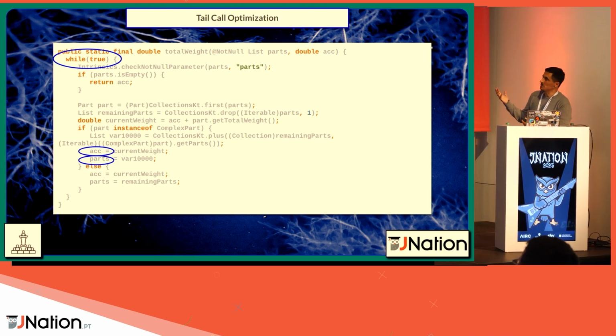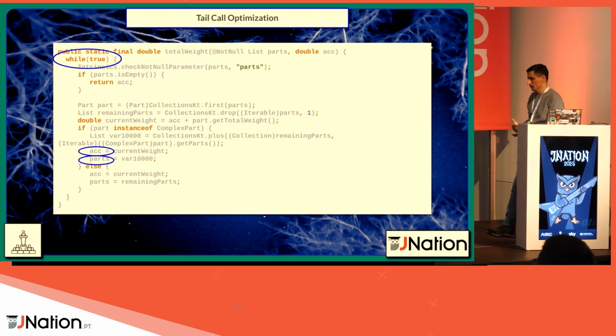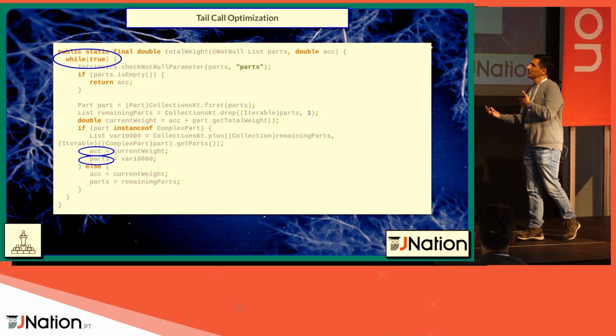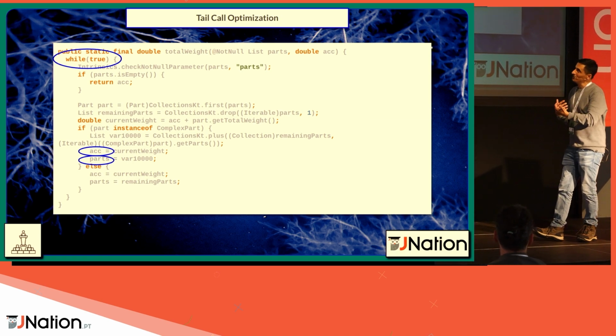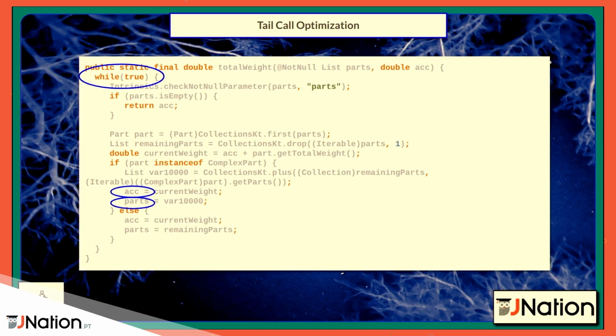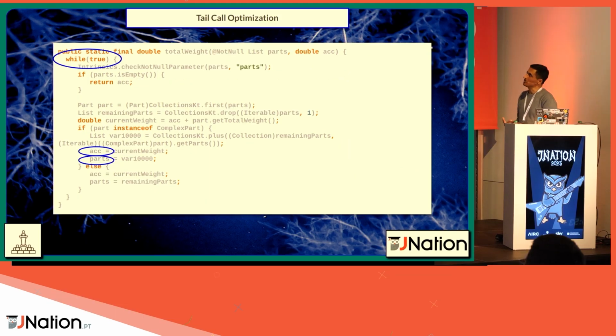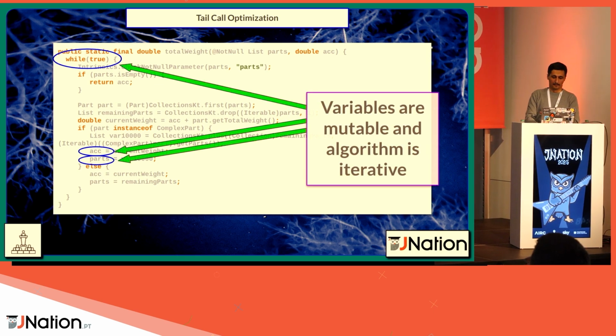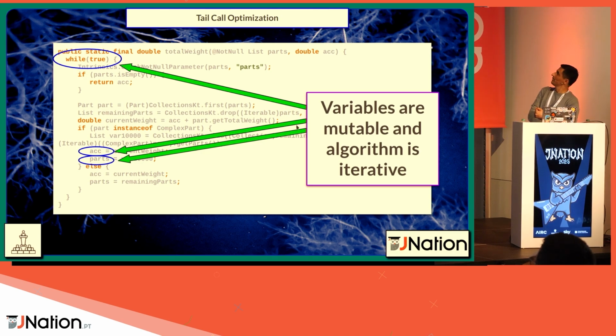So why was this confusing? It's because when we saw this and we wanted to use this more often, we also had to change the way we make recursive functions so that we could use tail-rec as well. So to make sure that they were all tail recursive, so that we could use tail call optimization with the tail-rec keyword. Now, this is what I just said. Variables are mutable and algorithm is iterative.